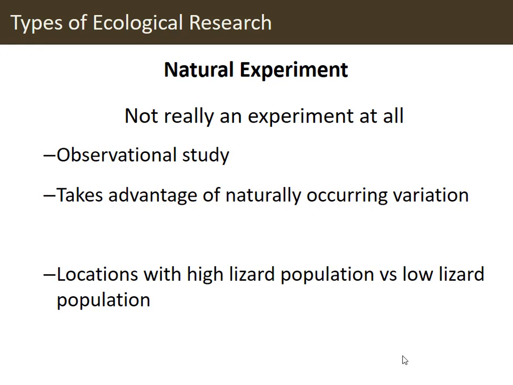This takes advantage of naturally occurring variation. So we could find locations with high lizard populations, and locations that are really similar in their vegetation and their geographic structure and their underlying substrate, but that have lower lizard populations, and then look at ant numbers and see if there's a relationship, right? Again, we're stuck to a correlative relationship, but we could do that. You might also look at an area before and after an event.